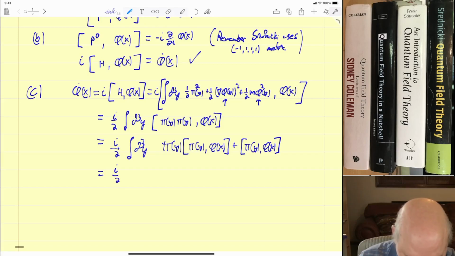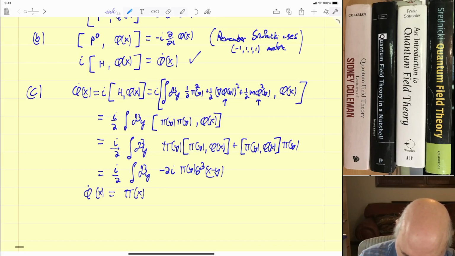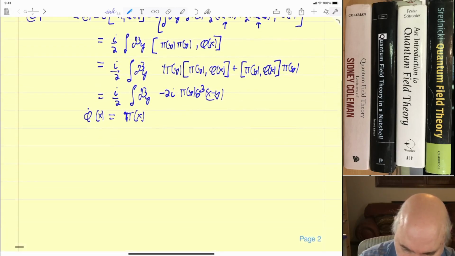This is equal to i over 2, the integral d3y. I left out the pi of y here. Both of these terms are going to be equal. This is a delta function with a minus i sign. So I'm going to get minus 2i pi of y delta 3 of x minus y. And our final result is phi dot of x equals pi of x, which we know and we established a long time ago when we went from the Lagrangian to the Hamiltonian.